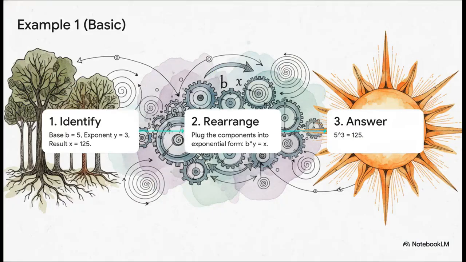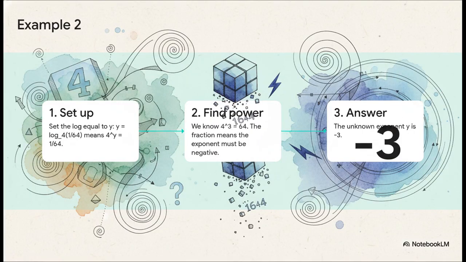Okay, let's start with a nice easy one, just a simple translation. We're given log base 5 of 125 equals 3. So, step 1, let's identify our players. The base, our b, is 5. The answer to the log, which remember is always the exponent, is 3. And the other number, our result, x, is 125. All we have to do now is plug those pieces into our exponential form, b to the y equals x. And boom, we get our answer. 5 to the 3rd power equals 125. Simple as that.